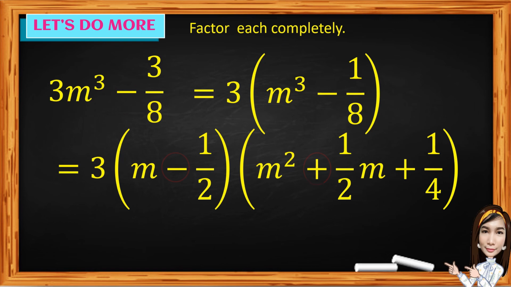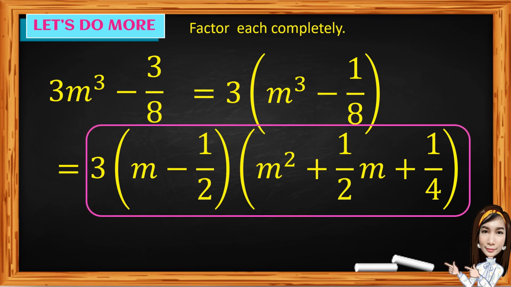For the trinomial, that is the opposite. Square the first term, we have m squared. Multiply the first and the second, we have 1/2 times m is equal to 1/2 m. Then square the last term, we have 1/2 times 1/2 is equal to 1/4. So the factored form is 3 times the quantity of m minus 1/2 times the quantity of m squared plus 1/2 m plus 1/4.